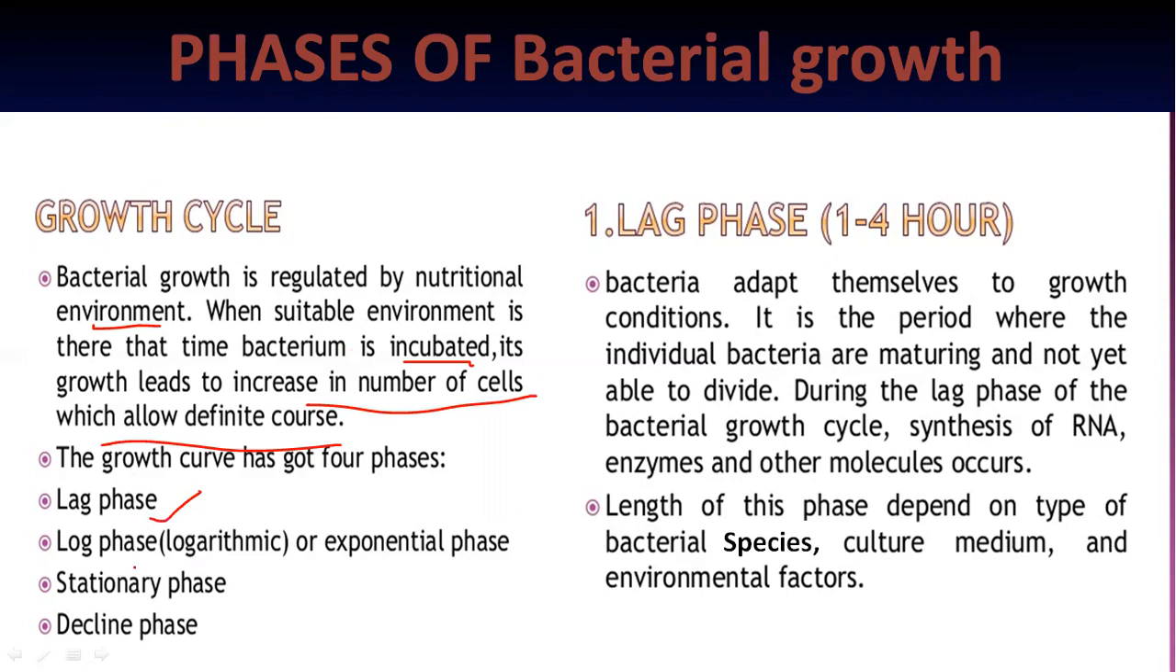So we will see the growth curve, in which we will see four phases of growth. First is the lag phase, then the log phase, then the stationary phase and the decline phase. The log phase is also called the logarithmic or exponential phase, because here is the reproductive phase, where we will see the increase in the population.